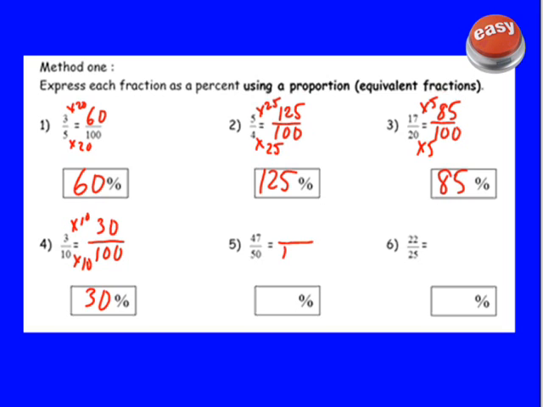Here's another easy one, another easy button. 50 times 2 is 100, so we're going to multiply the numerator times 2. That'd be 94 hundredths, which would be 94%. Because remember, all percents are out of 100. And the last one, to find an equivalent ratio for 22/25, simply multiply each the numerator and denominator by 4, and that would be 88%.